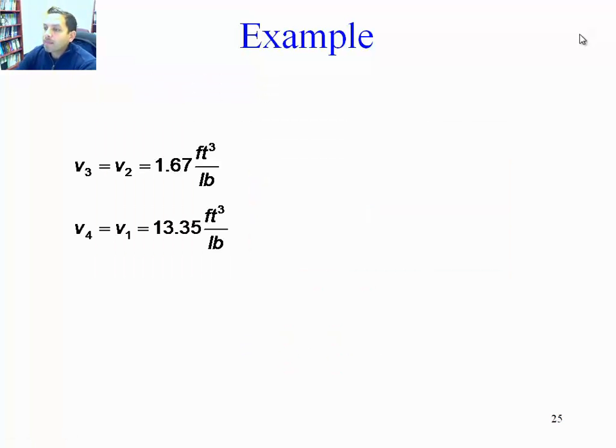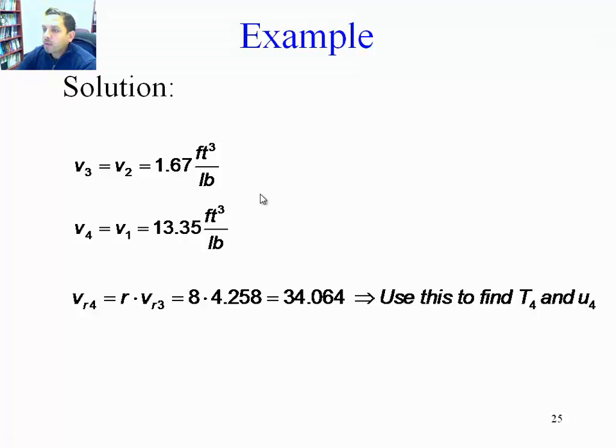So, let's look at the solution of the problem from 3 to 4. We know that the volume at 3 is equal to the volume at 2. It's 1.67. And we know that the volume at 4 is equal to the volume at 1, or basically 8 times the volume at 3. And in an Otto cycle, the processes move basically between two volumes. And in this case, it would be between the initial volume of 13.35 to the second volume of 1.67.